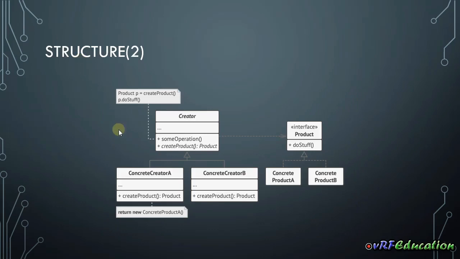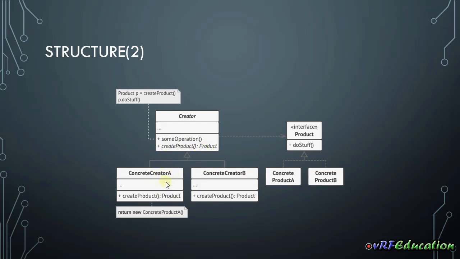The other structure is something like this. We have some concrete products that inherit from a base abstract class named product. The abstract class is always named product, and here we have some concrete products 1, 2, 3, and so on. They all implement the do stuff method. And here we have another base class named creator. For each product, we have a concrete creator, for example concrete creator A, concrete creator B. These creator classes have a method named create product that returns the specific product they were created for.